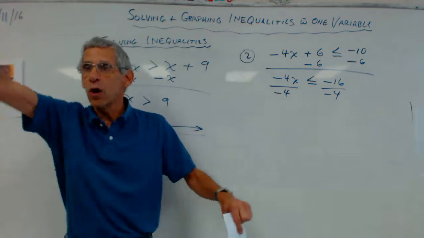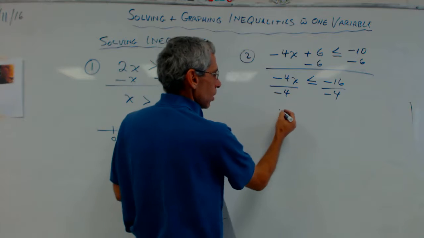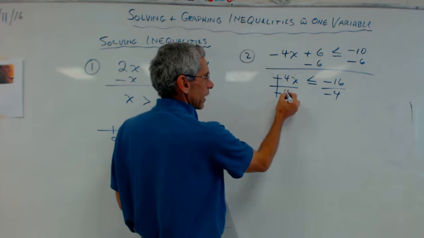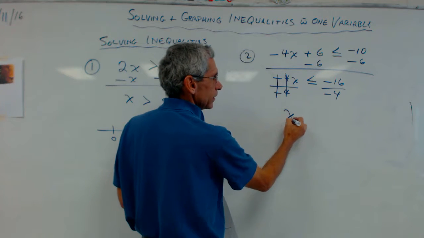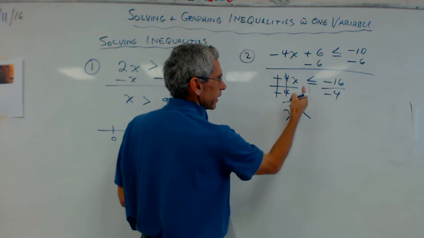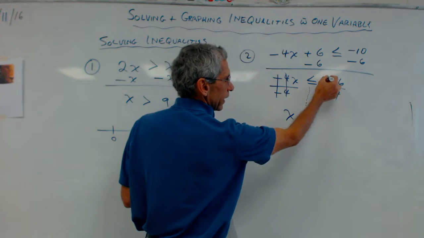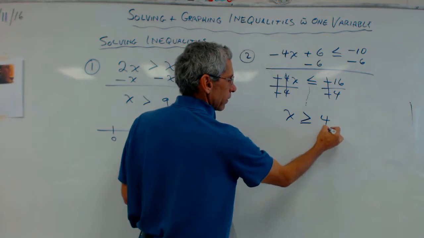And suddenly we just woke up, right? We're dividing by a negative number on both sides. The negatives cross out. The 4's cross out. I have x. What do I have to do now? I have to switch it. Instead of less than or equal to, I've got to make it greater than or equal to. And then the negatives cross out, and I just have 4.